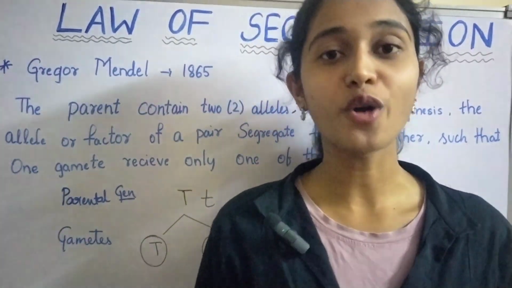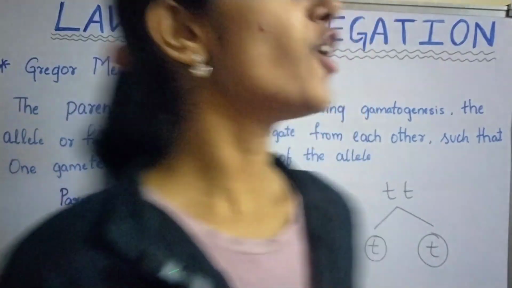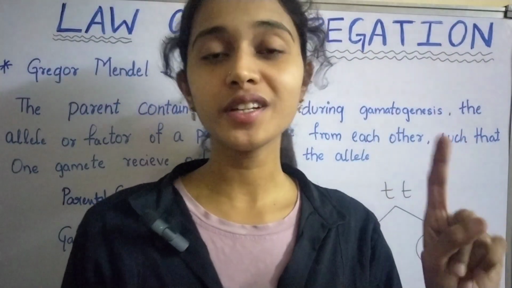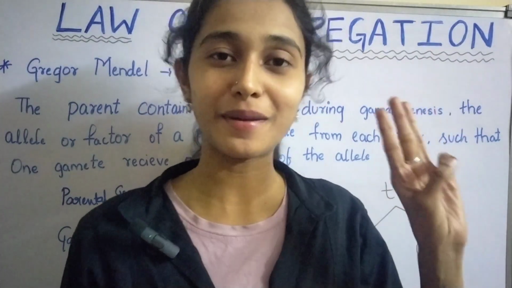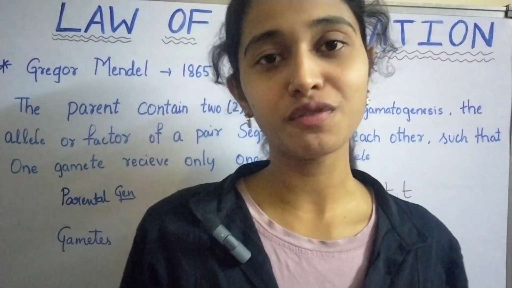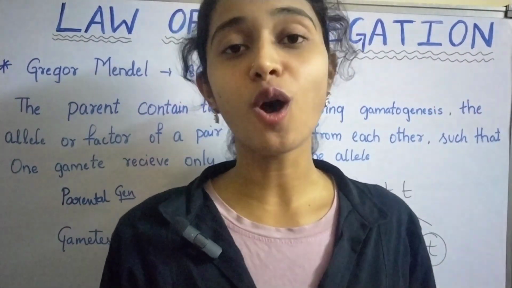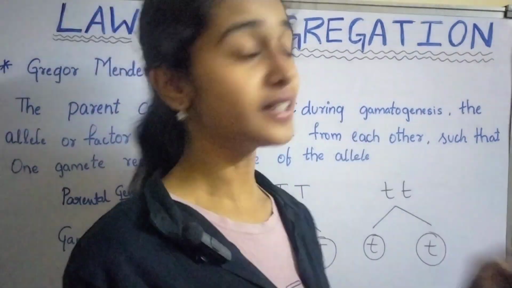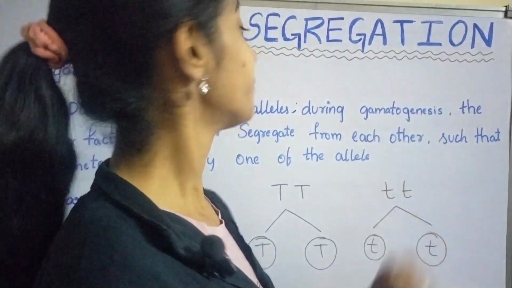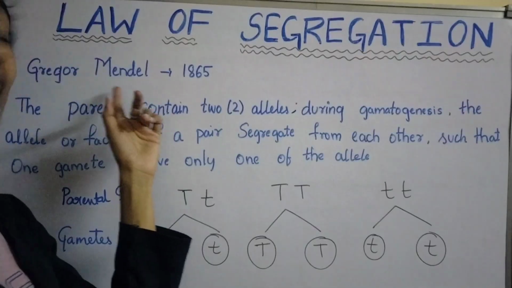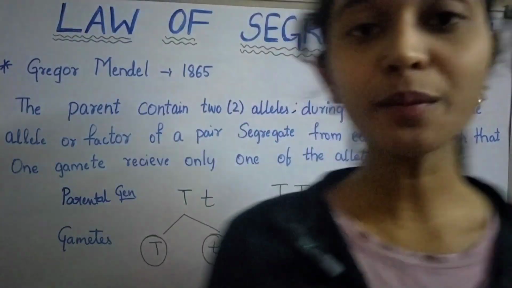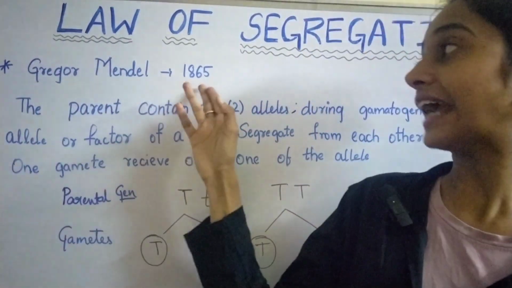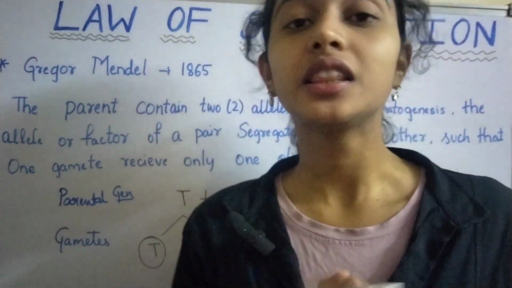In this video, we are going to talk about the law of segregation. Gregor Mendel proposed three laws: law of dominance, law of segregation, and law of independent assortment. In the previous video, we learned about the law of dominance, and in this video, we are going to learn the law of segregation. Gregor Mendel proposed the law of segregation in the year 1865.